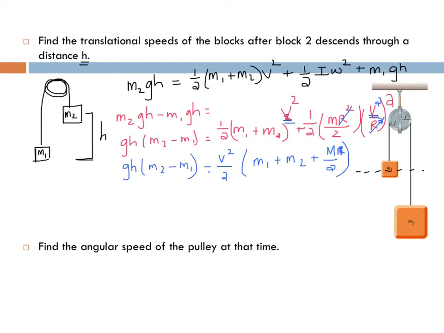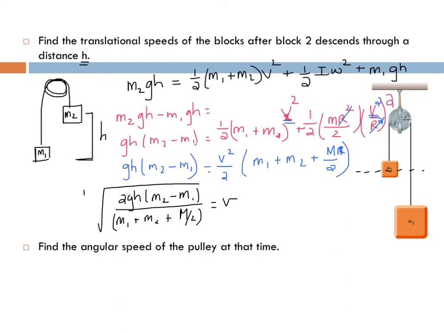And again, here we just need to get velocity all by itself. So that becomes 2gh times m2 minus m1 all over m1 plus m2 plus capital M, which is the mass of our pulley, divided by 2. And then this entire thing has to be square rooted in order to get velocity by itself.